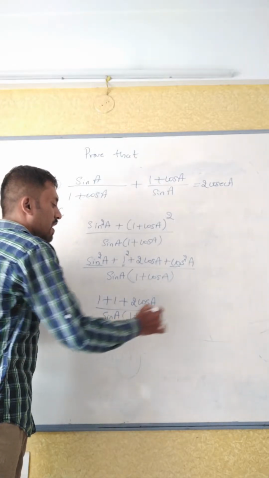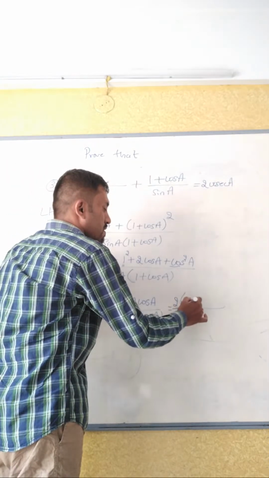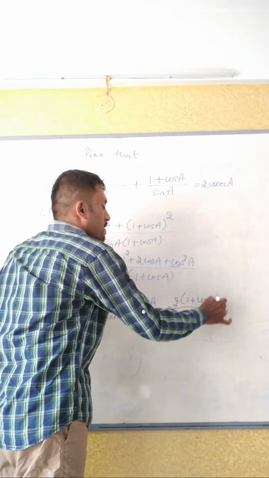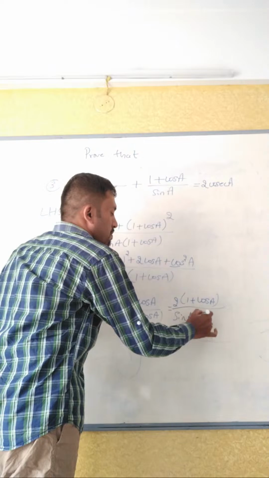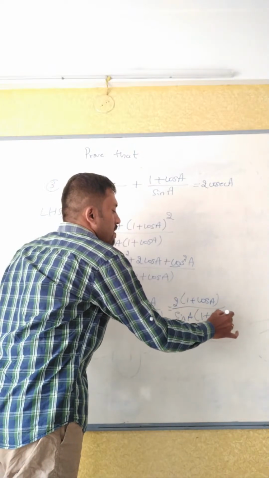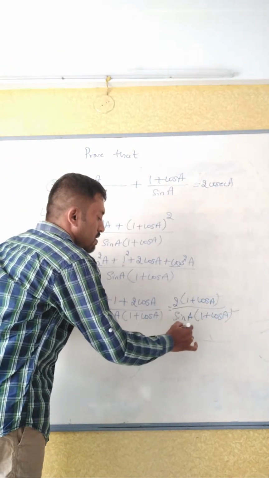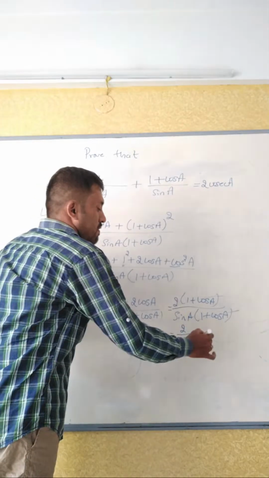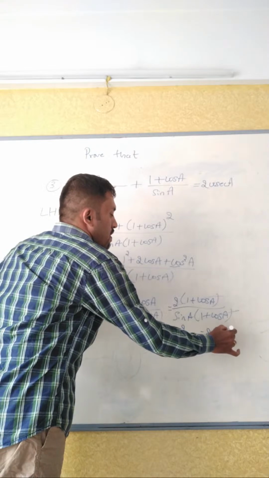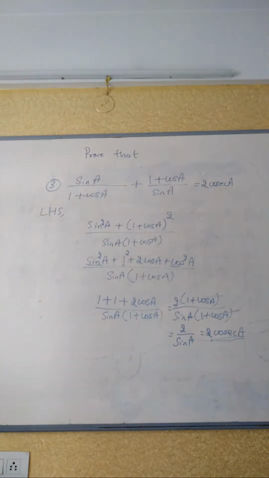1 plus 1, 2. I will take 2 common factor, 1 plus cos A over sin A bracket 1 plus cos A. I can cancel the bracket 1 plus cos A, 1 plus cos A. So the remaining answer is 2 by sin A, which means 2 cosecant A. We got the required RHS, hence proved.